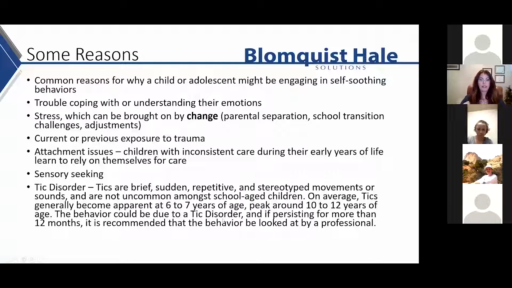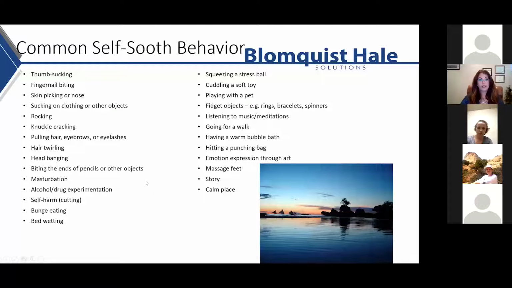And gene activation causes behavioral issues in kids. It just does. When those genes are activated, we have behavioral issues in kids. Like I said, a tic disorder will all of a sudden develop after trauma. So these are some of the behaviors. Think about thumb sucking and nail biting and skin picking.